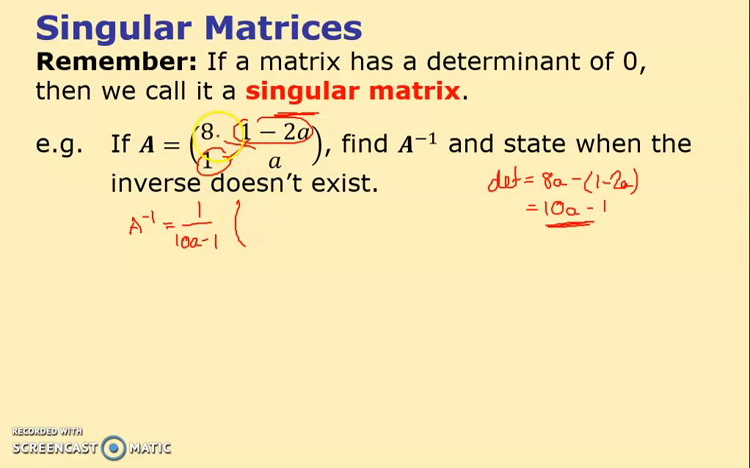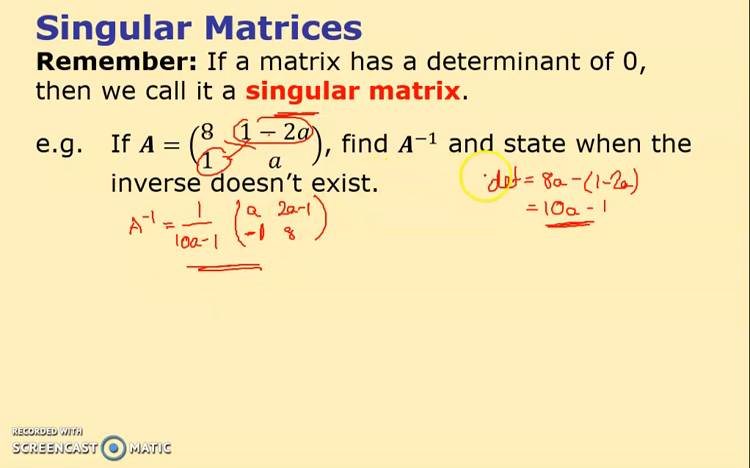But then we do the same trick. We find this by switching the a and the 8 round, and this thing here becomes minus, so that becomes a minus 1. And if I make this minus 1, this would become a plus 2a, so I might as well write it 2a minus 1. It's just an easy way of writing it. And that's the answer.